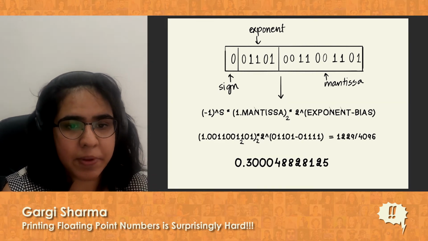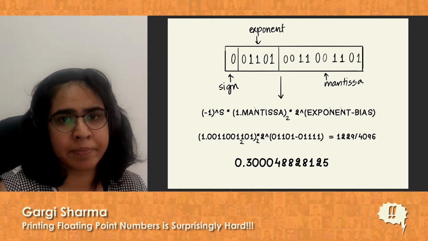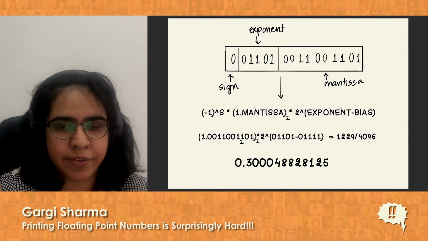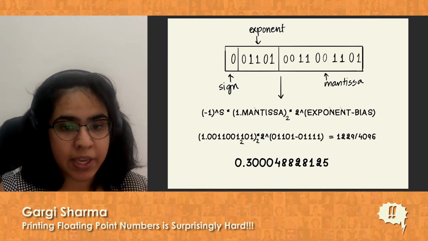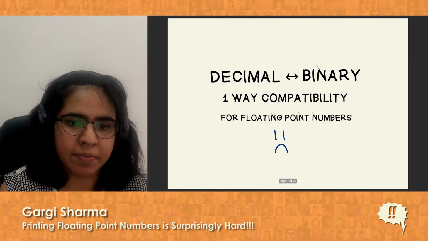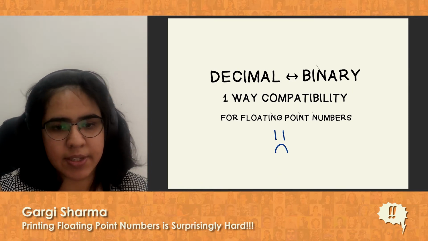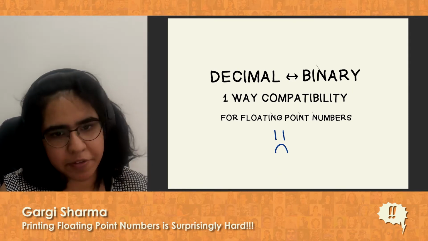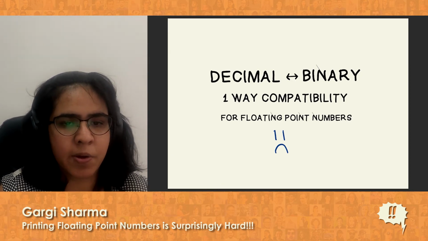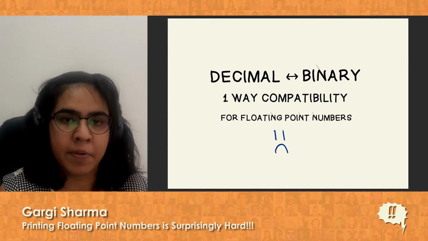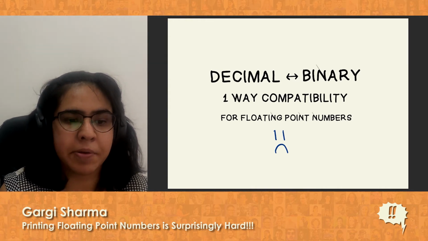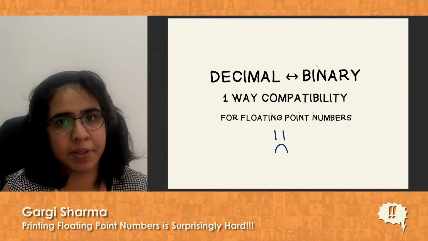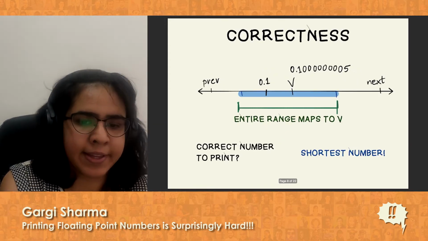And one thing that we come across a lot when we talk about algorithms for printing floating point numbers is the concept of correctness. So let's say you have a number v that maps to 0.1000000000000000055, but when you want to print it, what is the correct number to print? There's an entire range on the number line that will map to v, and in that entire range, what we want to print is the shortest number, which will be the correct answer for printing this floating point number.